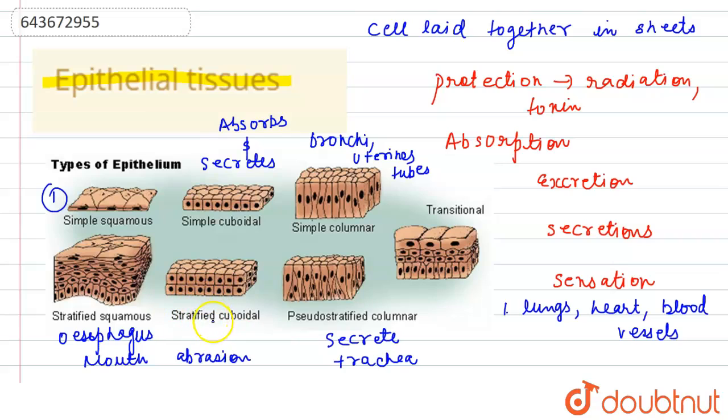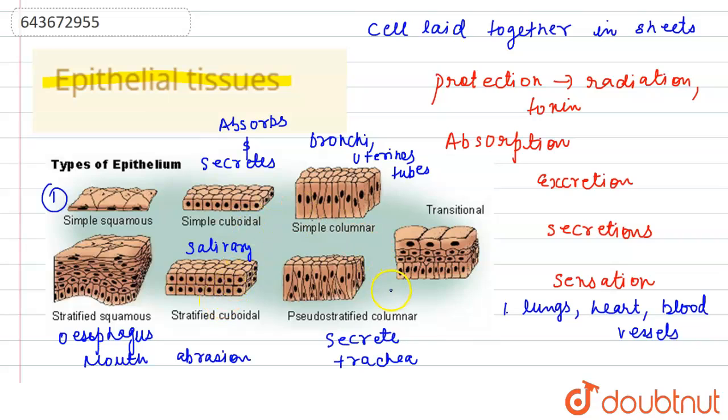Now we have the last, which is the stratified cuboidal, and transitional is left here. So stratified cuboidal cells are protective in function, and they are found in the salivary glands as well as the mammary glands here. Salivary and the mammary glands.